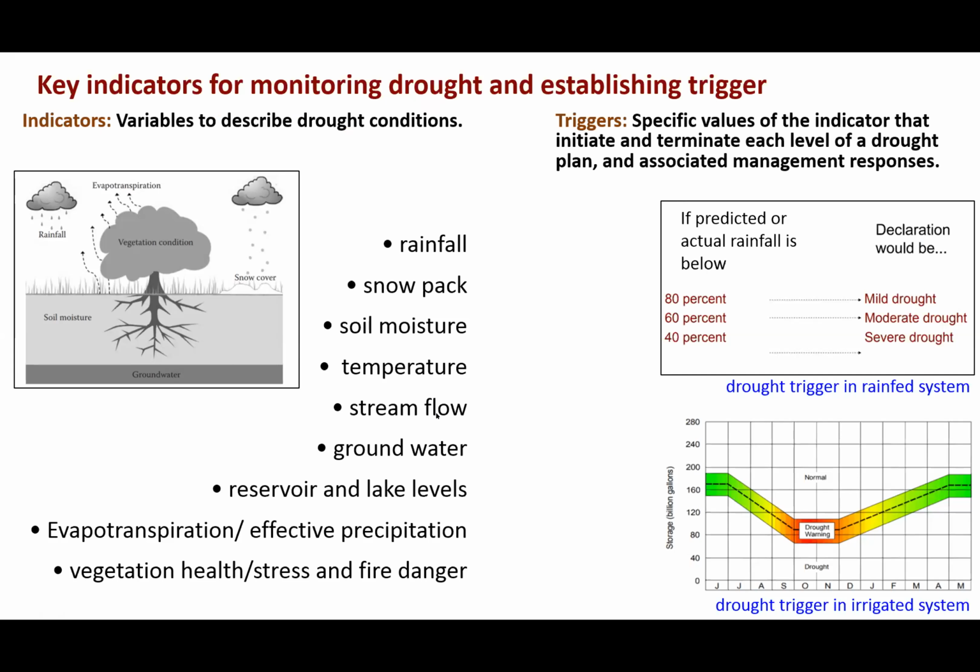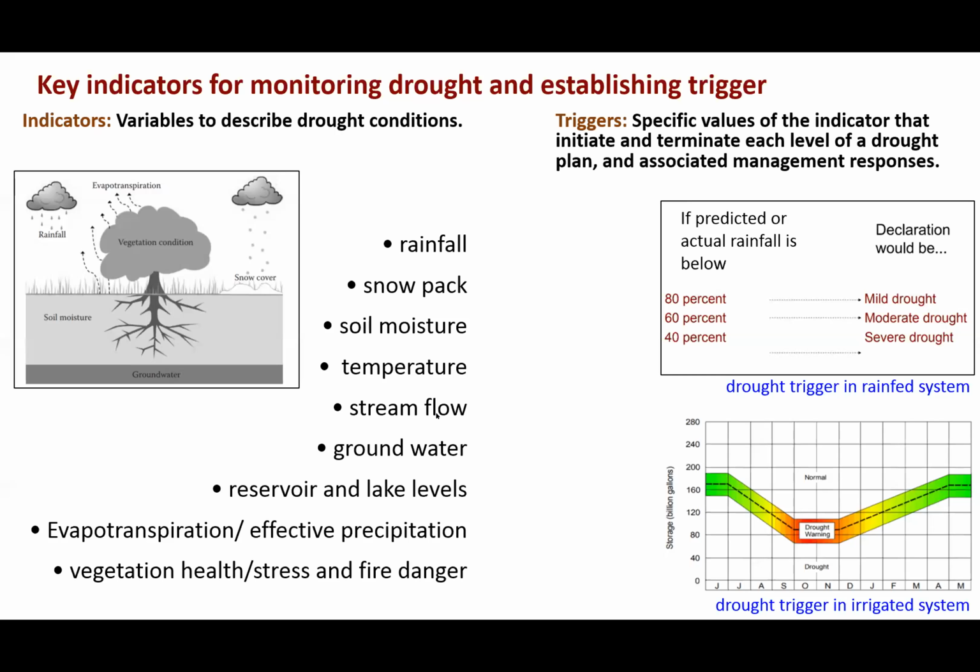Again, since this particular lecture is more focused on monitoring, it is very important that we identify the indicators to monitor a particular phenomenon. In the case of drought monitoring, there are key indicators which are important in one geographic area or another. That starts from rainfall, snowpack, soil moisture, temperature, stream flows, groundwater, reservoirs, ET, and vegetation stress.